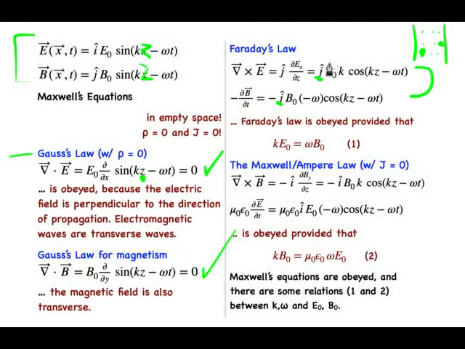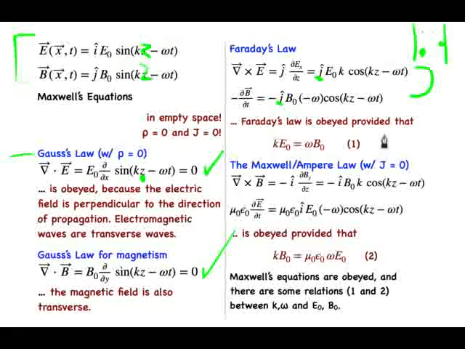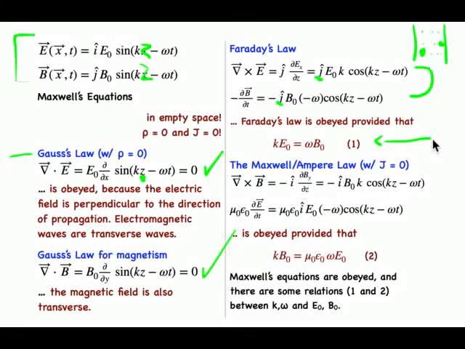They're equal if E naught k is the same as B naught omega. So Faraday's law is obeyed, provided you have this relation between E naught, B naught, k, and omega. k E naught has to be the same as omega B naught. So we'll remember that equation. That's equation 1. It's a relation between the size of the fields, E naught and B naught, and the wave parameters, k and omega. So that's working.